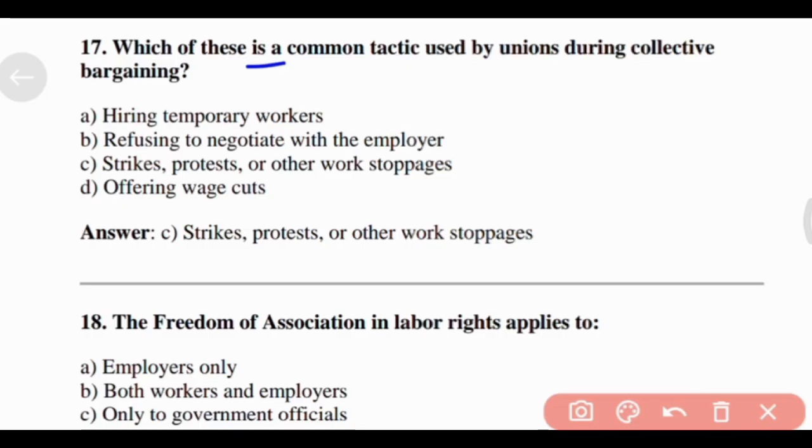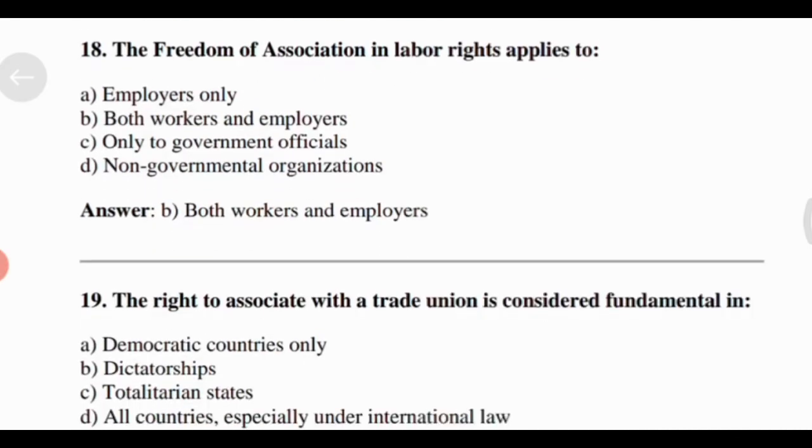Which of these is a common tactic used by unions during collective bargaining? Option C. Strikes, protests, or other work stoppages. The freedom of association in labor rights applies to option B. Both workers and employers.